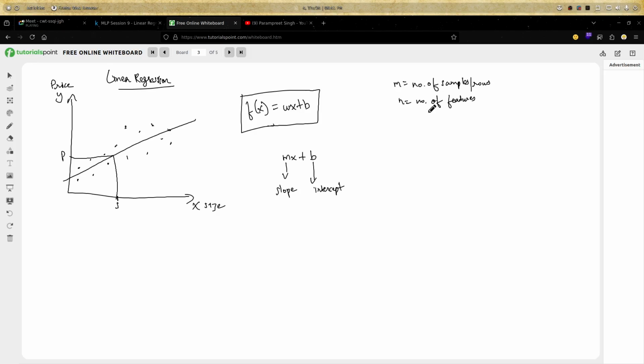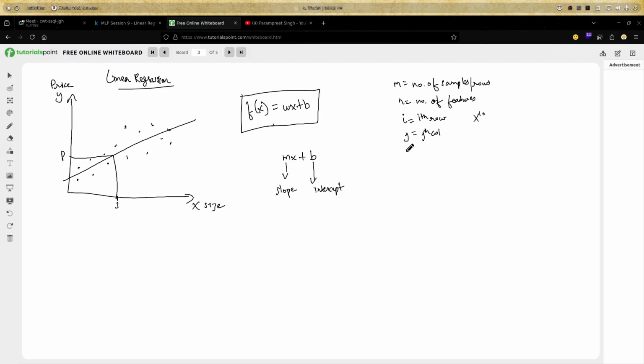Okay, then for i, we represent the ith row. Like if I say x of i, as in superscript, if I say x10, I am representing the 10th row of my dataset x. And j basically represents the jth column, the column or the feature.